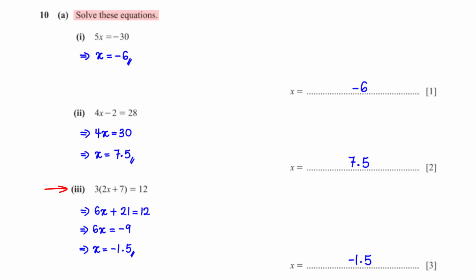Solve 3(2x + 7) = 12. When we expand the brackets, 3 times 2x is 6x. 3 times 7 is 21. When we subtract 21 from both sides, we get 6x = -9. And when we divide both sides by 6, we get x = -1.5.